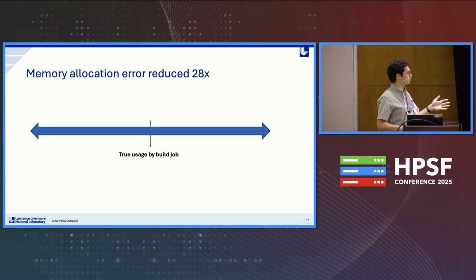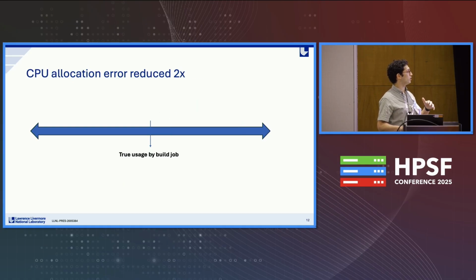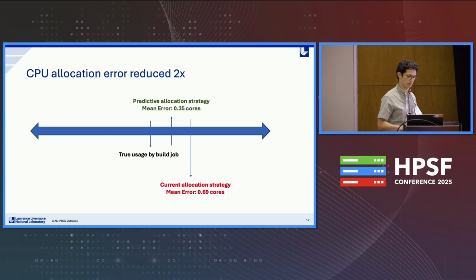So just to give some top-line numbers, the memory allocation error, if we use these past 5 builds, you see a pretty substantial reduction. The current allocation strategy is we're seeing about 3.2 gigabytes of waste per package build. We're able to reduce that on average to around 114 megabytes, which is quite good. And on the CPU side, we're seeing a far smaller reduction, but it's still pretty good. Reduction of about 2 times.